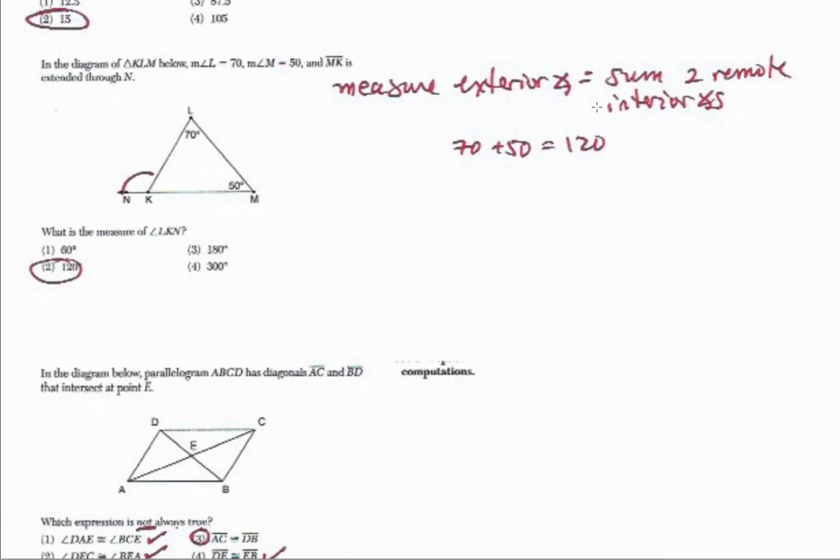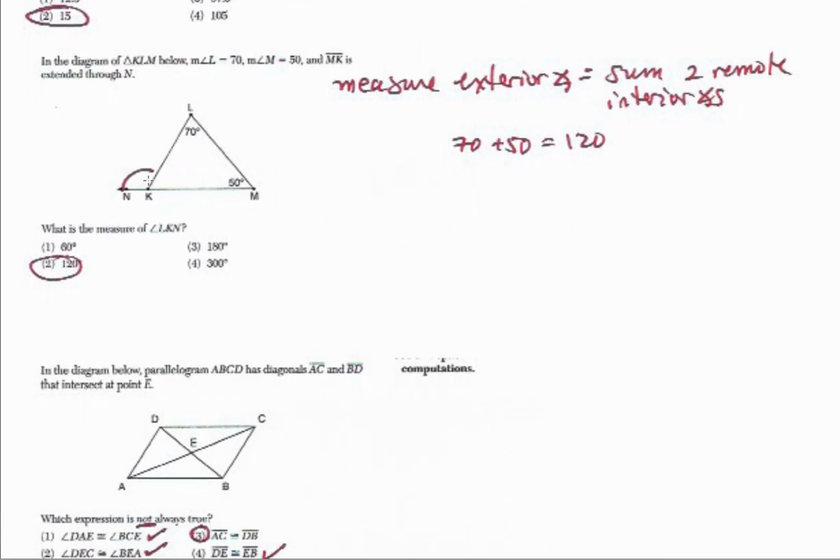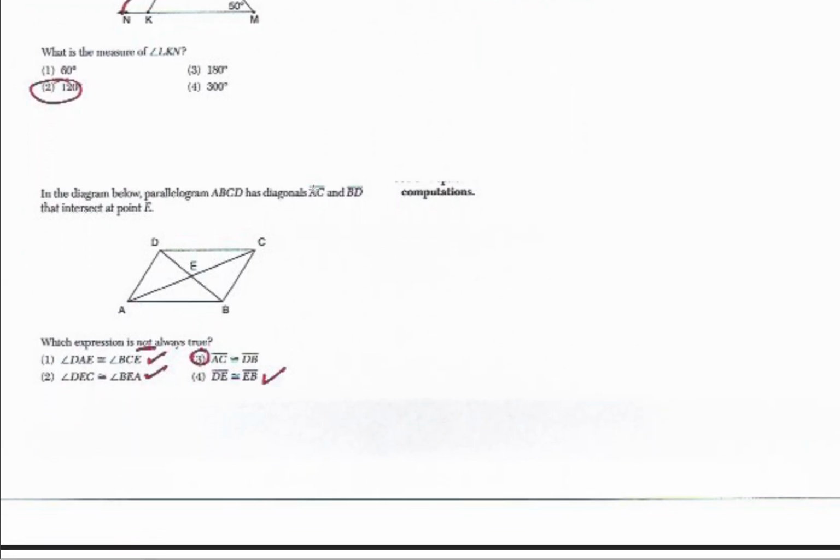Next one up, the measure of that exterior angle is the sum of the two remote interior angles. So LKN is the exterior angle. It will equal the sum of 70 and 50. It's 120. Nice, easy one there.